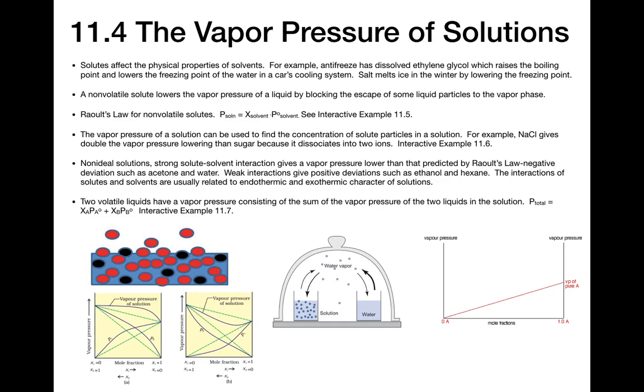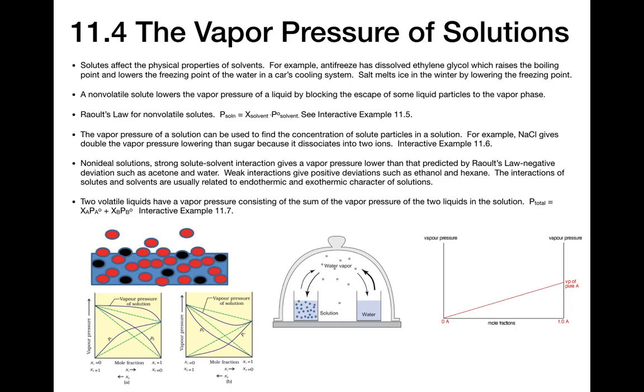If you wanted to do Raoult's law for two liquids that are both volatile, what you would use is P total equals XA PA, or mole fraction of A, times the vapor pressure of pure A, plus mole fraction of B times vapor pressure of pure B. That's actually kind of combining Raoult's law with Dalton's law of partial pressures. Interactive example 11.7 talks about a mixture of two volatile liquids.